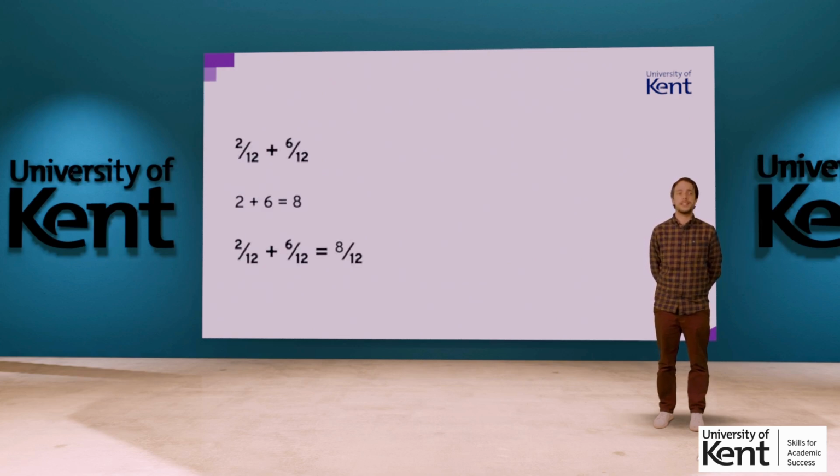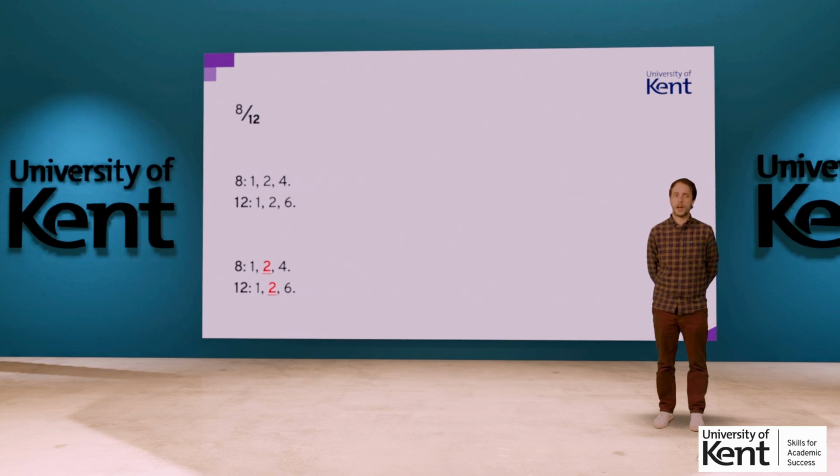Now all we need to do is add, or subtract, if we're subtracting fractions, the numerators, or top numbers, together in order to get our answer. So 2/12 plus 6/12 means we add 2 and 6 to get 8, giving us our final answer of 8/12.